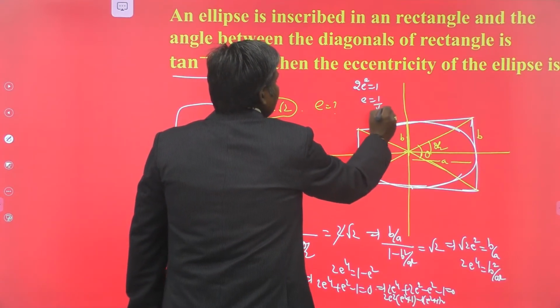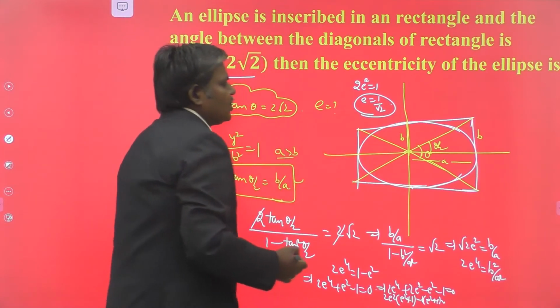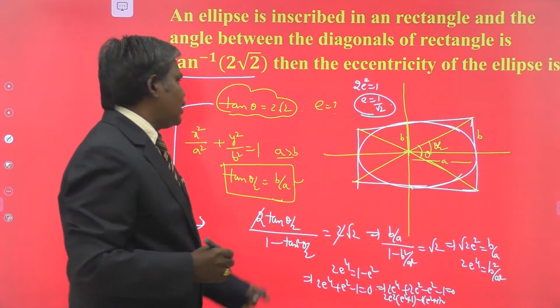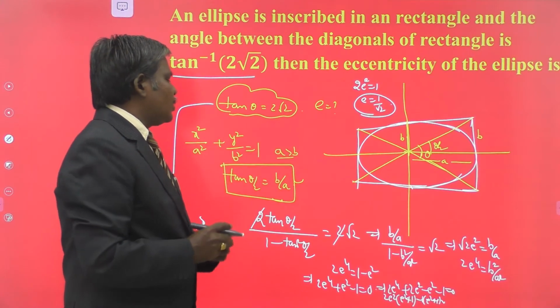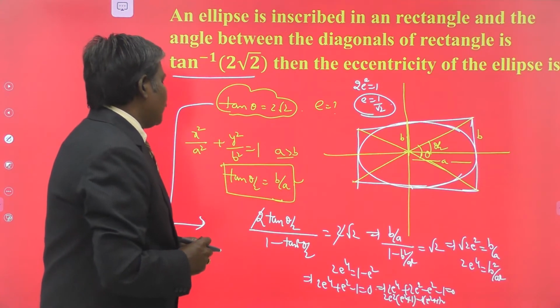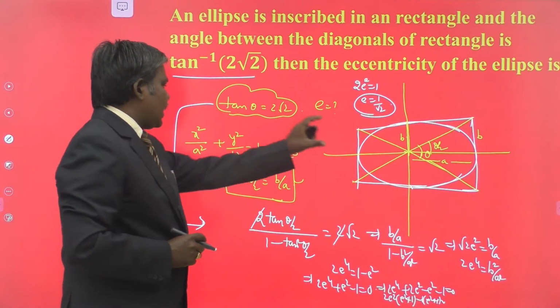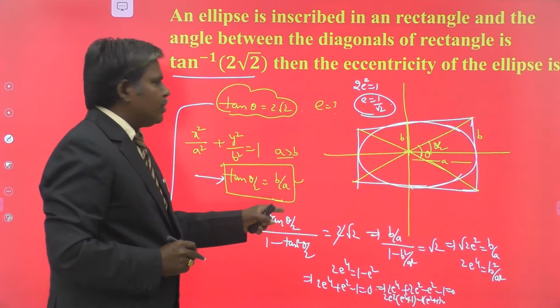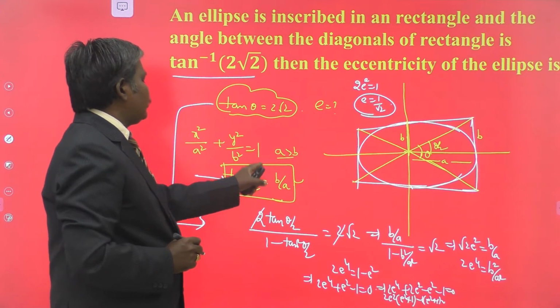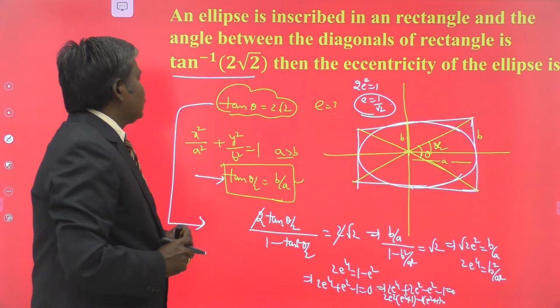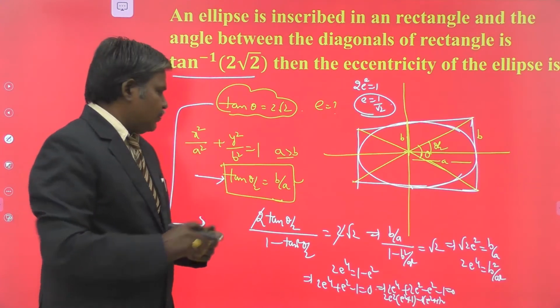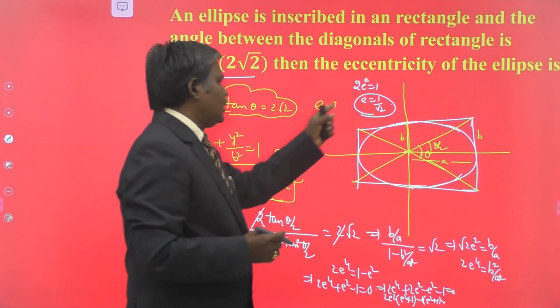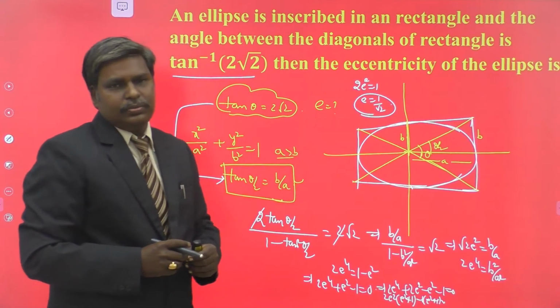e is equal to 1 by root 2, because eccentricity is always positive and less than 1 for the ellipse. Therefore e is equal to 1 by root 2 we obtained. So from the diagram itself you have to identify this one. tan theta by 2 is equal to b by a. We use this tan theta by 2 equal to b by a in the tan theta equal to root 2 equation. On simplifying we obtain eccentricity is 1 by root 2.